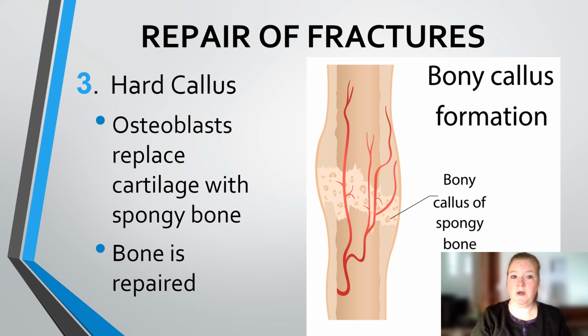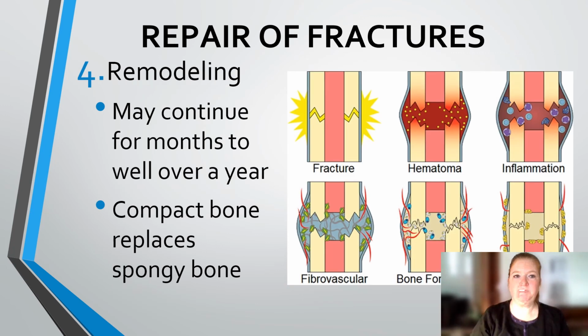So the osteoblasts are building some new bone, and the bone is repaired, but it's not fully repaired because that's spongy bone, right? So our final stage is remodeling. This can continue for months to well over a year. Compact bone is going to replace the spongy bone and make the bone stronger, okay? There may always be a slight bump. It depends how much remodeling is done.